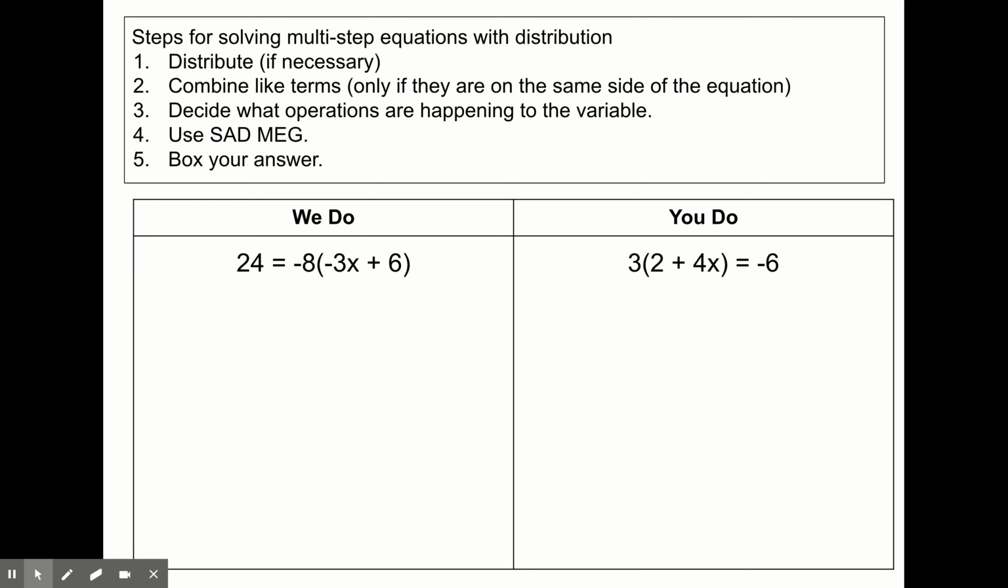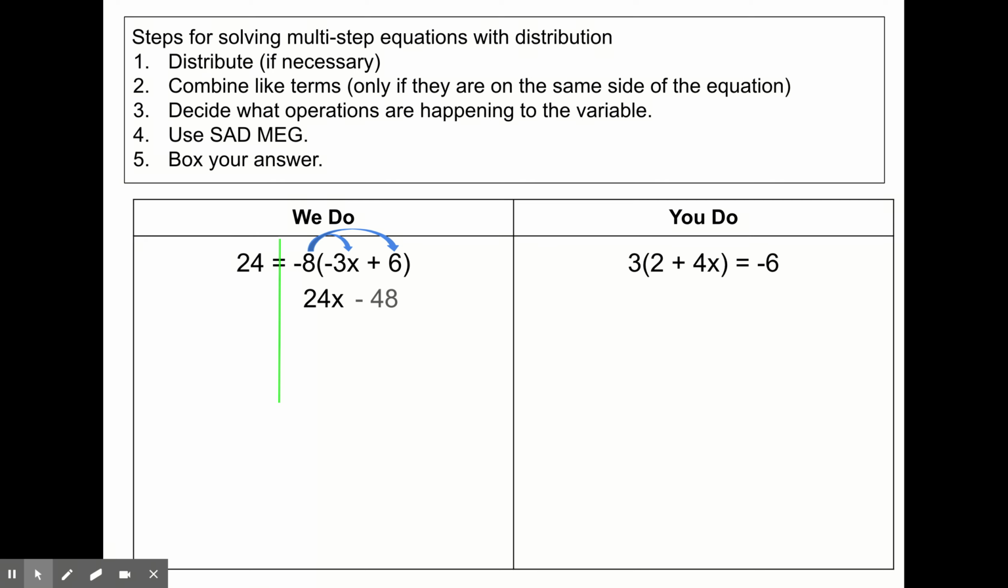All right. Of course, you knew that distribution in solving equations was going to come next. So let's review how we solve multi-step equations with distribution. First, you distribute if necessary. Second, you're going to combine like terms only on the same side of the equation. Decide what operations are happening to the variable. Use SADMEG, and of course, box your answer. All right, first example. Let's distribute our negative 8 to negative 3 and 6.